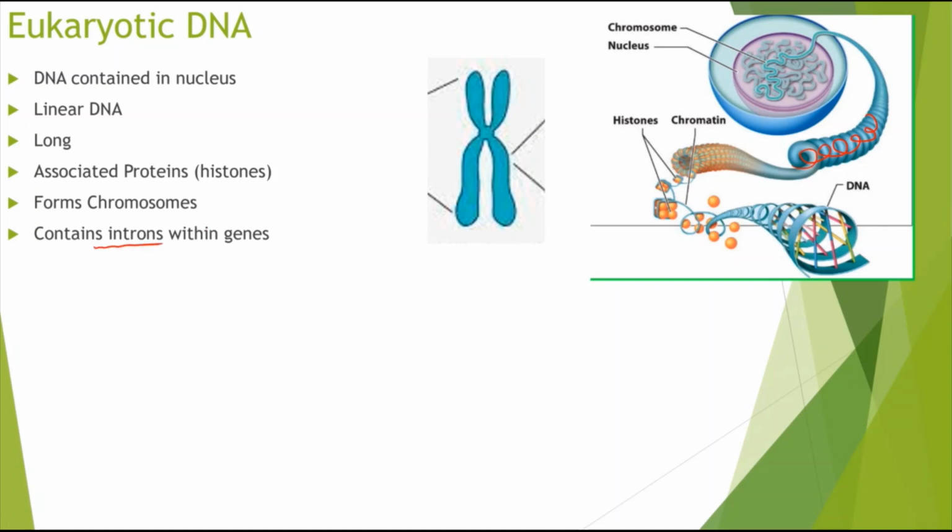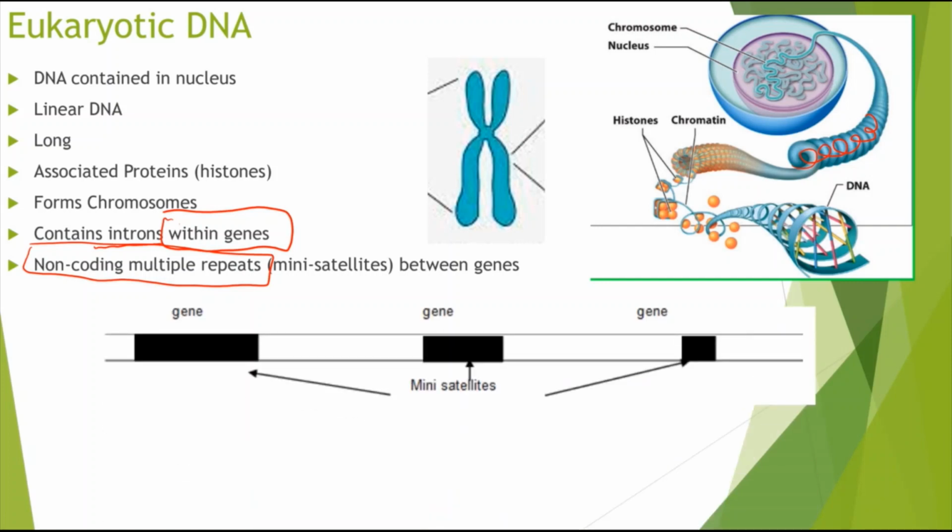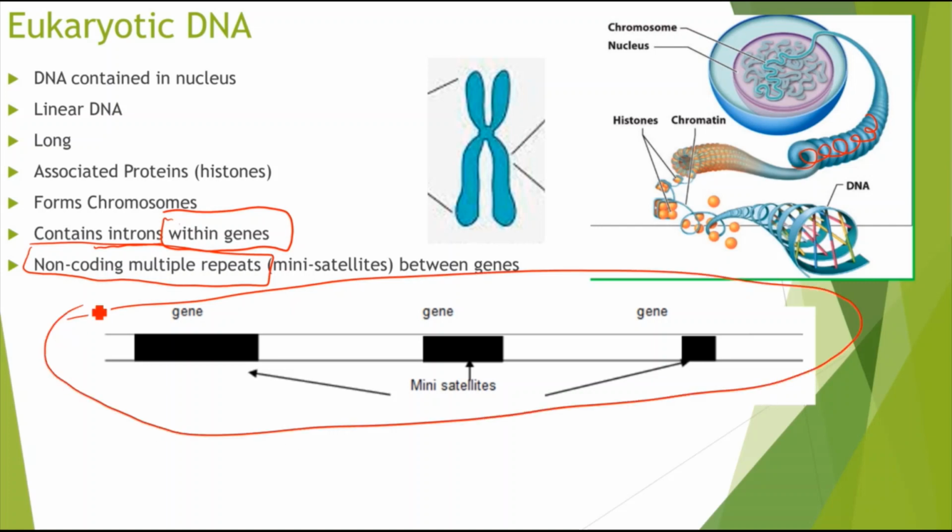These are non-coding regions, and these introns are within the gene, so they're inside the gene. And the non-coding multiple repeats, which are sometimes also called mini satellites, are between genes, so they're basically outside genes. Looking at a picture, if we have this gene and that's another gene, the mini satellites are between those genes. They are not inside the gene, they're outside the genes.